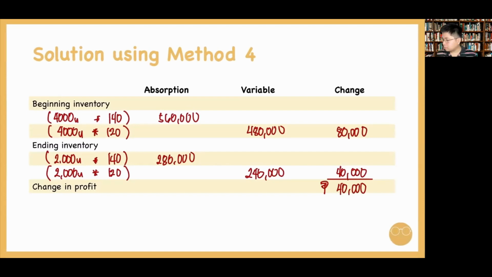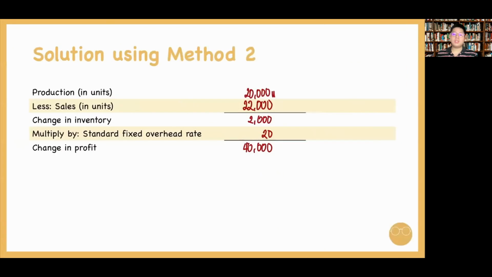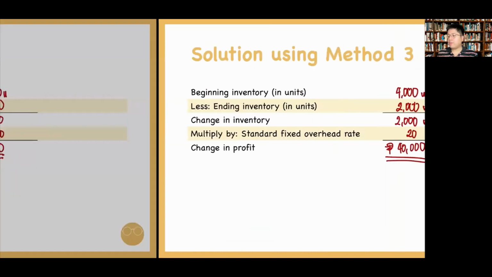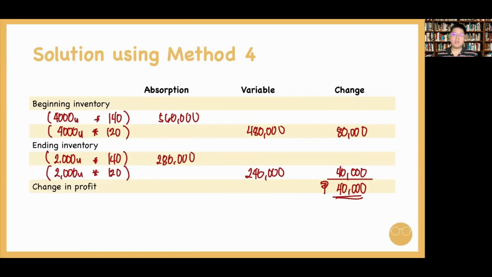Just a recap of our lecture discussion: under method 1, our change in profit is 40,000. Using the production and sales data, we get a 40,000 change in profit. If we use the ending and beginning inventory in terms of units, we get 40,000 pesos. And if we use the ending and beginning inventory in terms of amounts, we still get a 40,000 change in profit.